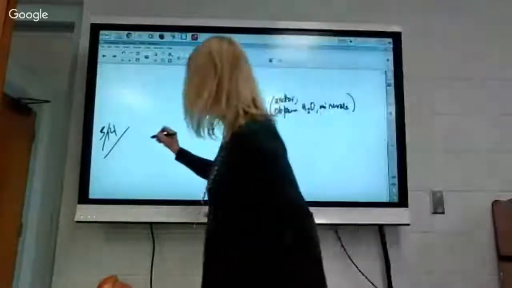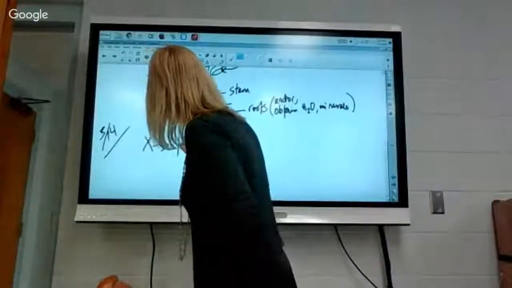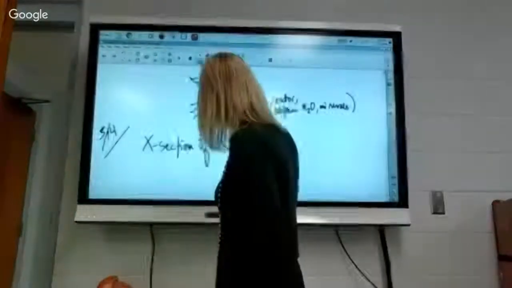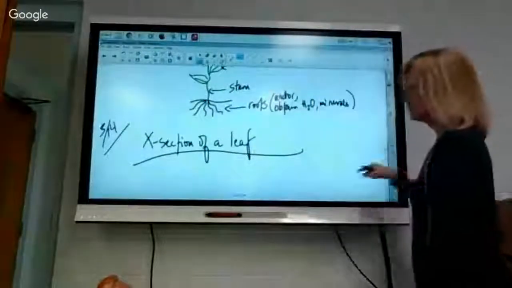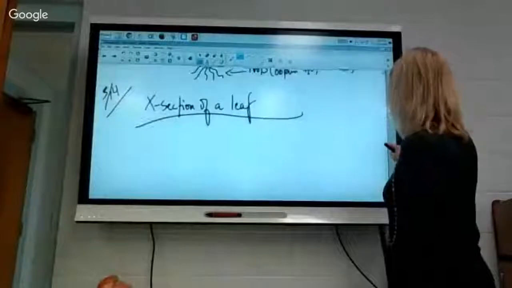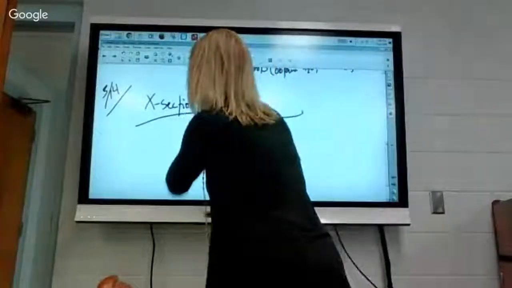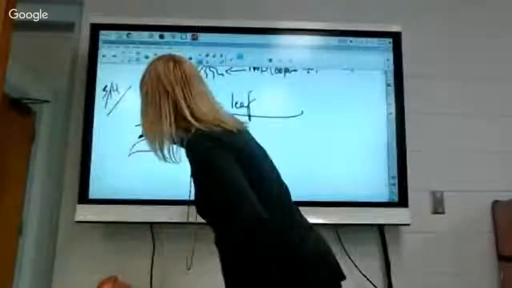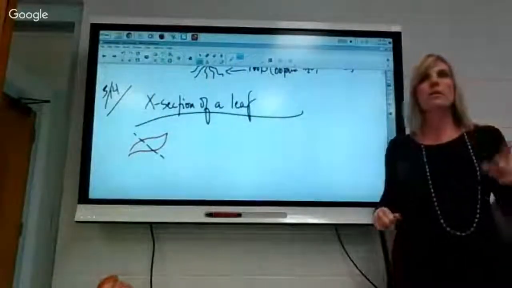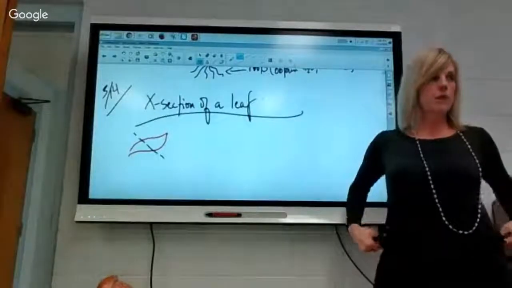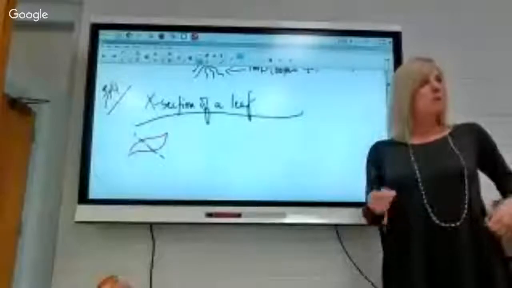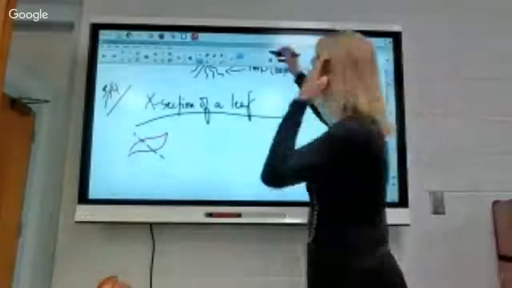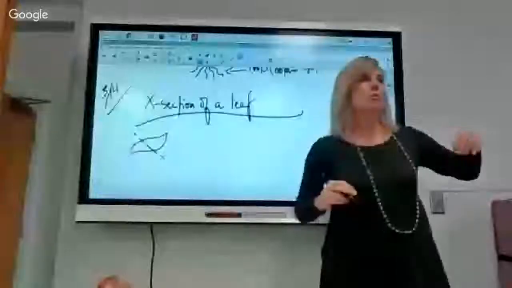Okay, so cross section of a leaf. If we look at the top of a leaf, we take a leaf, cut it, and look at it under the microscope. What do you notice, without putting it under the microscope, about which side is always greener? The top. All right, so why do you think the top of a leaf is always greener?